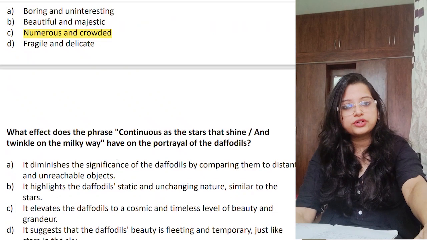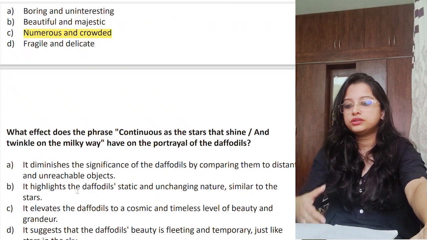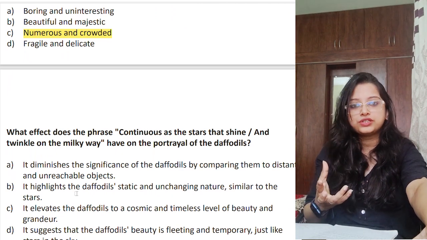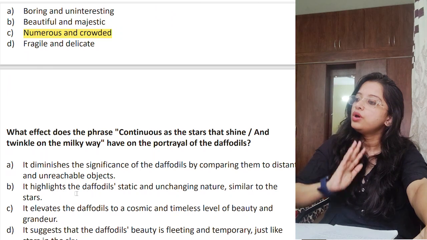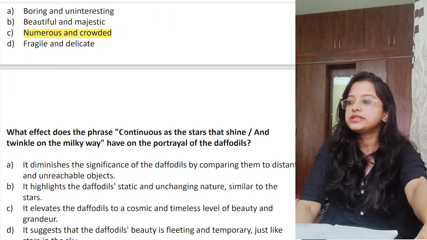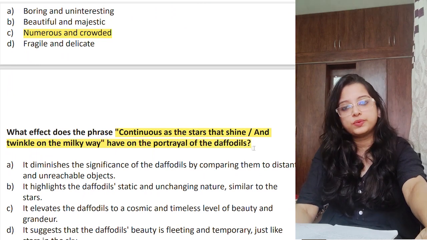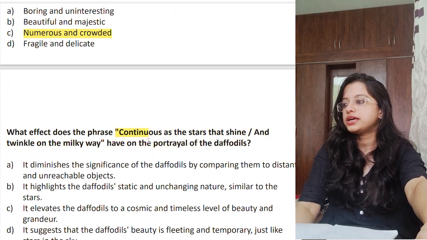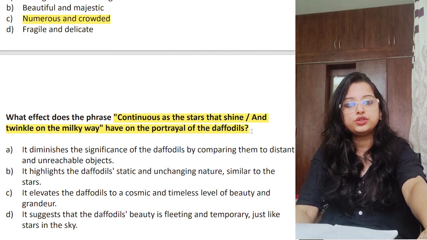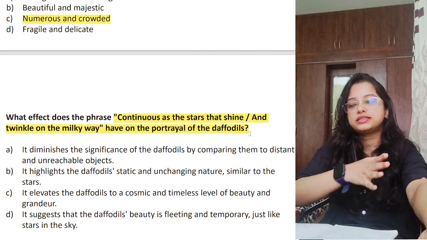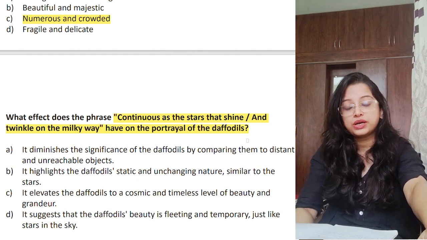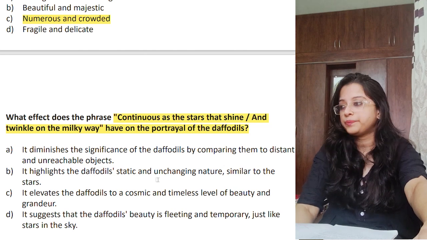This is an extra question and a long one, but this is kind of a better built question, right? So extra question, let's discuss it. What effect does the phrase, continuous as the stars that shine? See, same question. It can come in various ways. Continuous as the stars that shine and twinkle on the Milky Way, what effect does it have on the portrayal of the daffodils? When we are using this line, continuous as the stars that shine, how does it portray the daffodils? How can you imagine the daffodils reading the line?